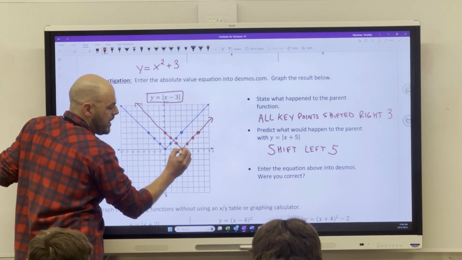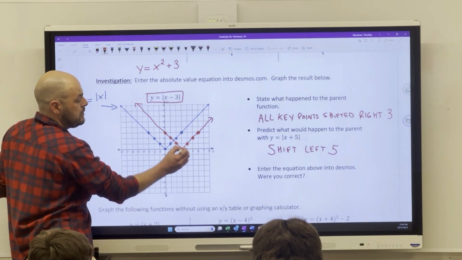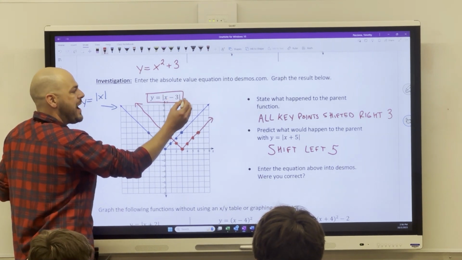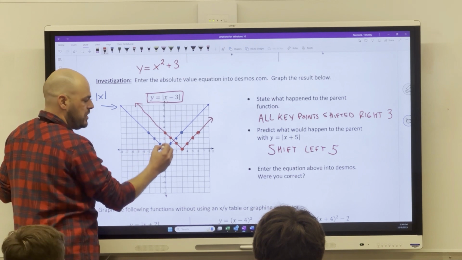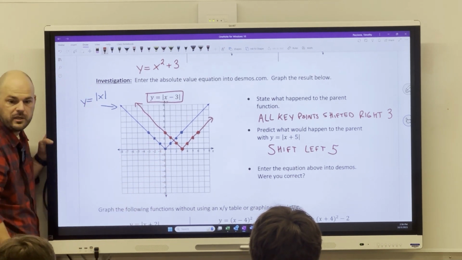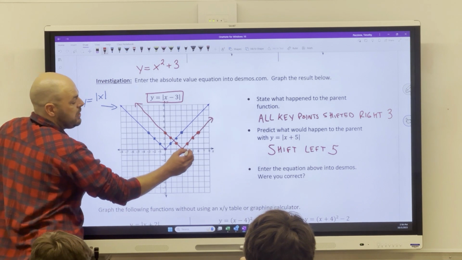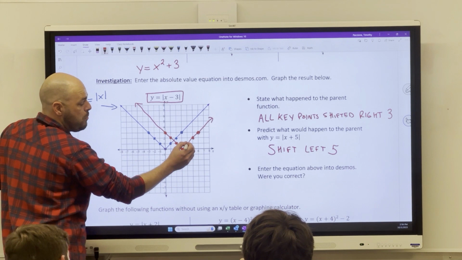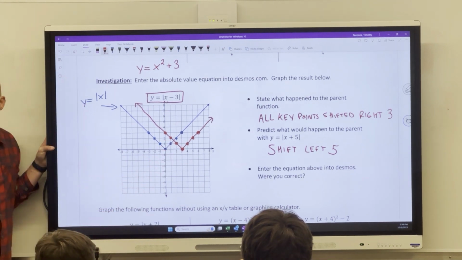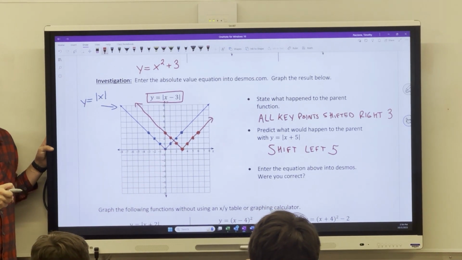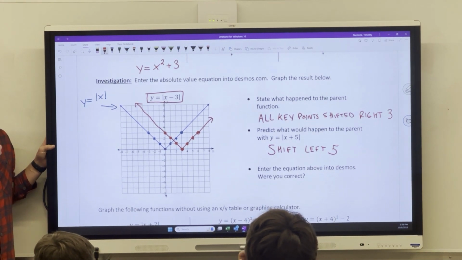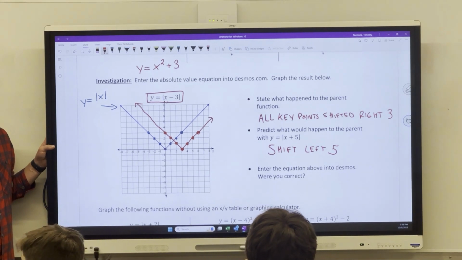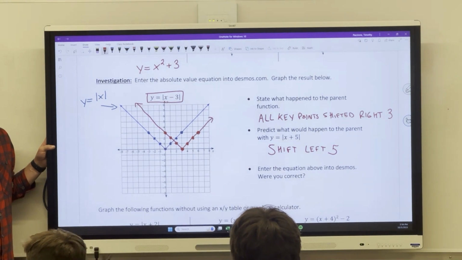This is 3, right? If you plug that in, 3 minus 3 is what? 0. So the output becomes the absolute value of 0. So the output is what would have happened here normally, right? Here I have 4. 4 minus 3 is 1. So the output ends up being what would have happened at 1, right? It changes your input, not your output. So it shifts it opposite the way you think it would. Yeah? So if it's within the brackets, it changes the input. If it's out of the brackets, it changes the output.